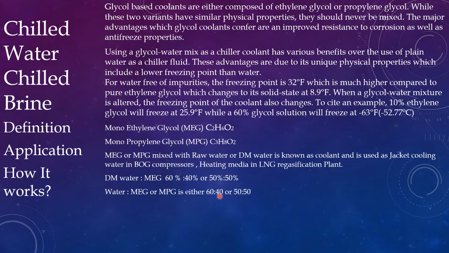MEG and MPG is either 60:40, same, or 50%. We can use it as a chilled brine or as a coolant. In chilled brine also it can be used to get a freezing point lesser than 0, and anti-corrosive property is also used.